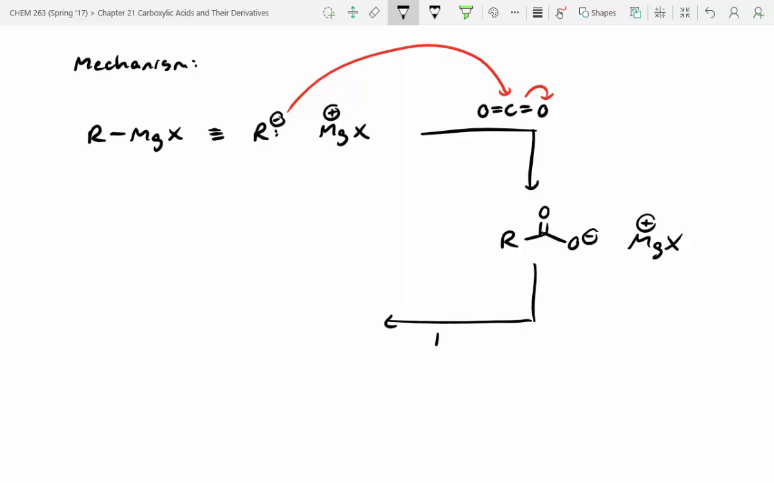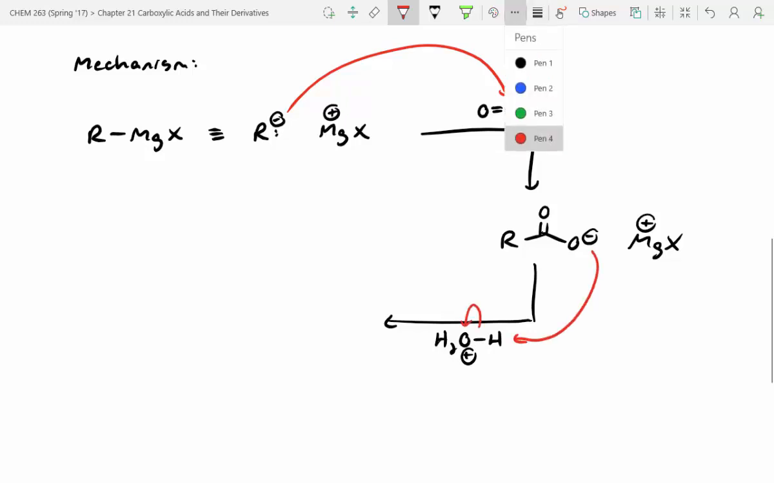And then last but not least, you're going to treat this with your acid in order to neutralize your carboxylic acid and give you your final product. Does that make sense? Pretty nice workaround, especially if you've got a way of installing a bromine. That means you've got a direct way of converting that bromine into a carboxylic acid.